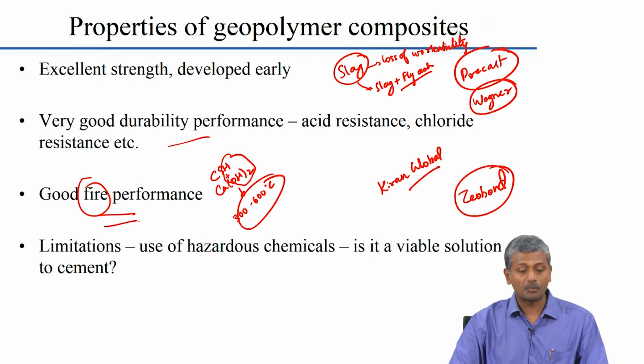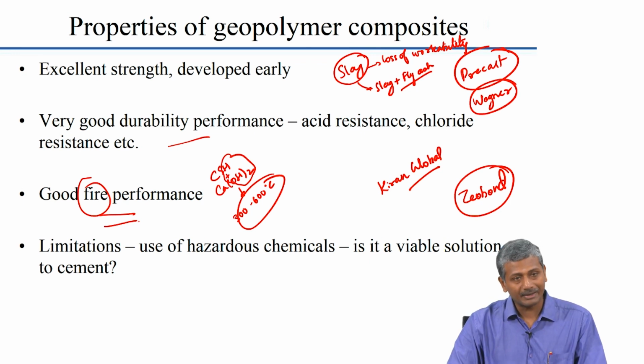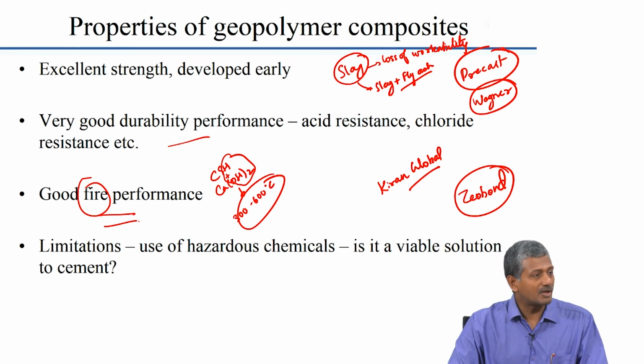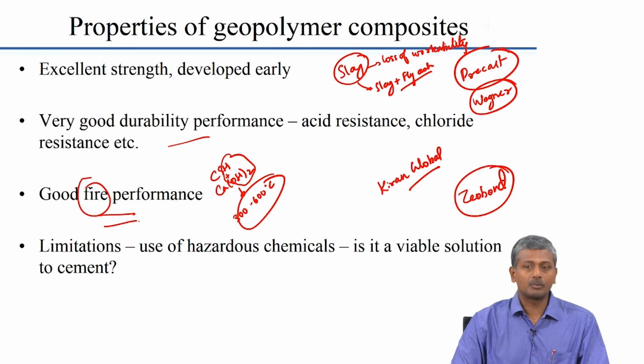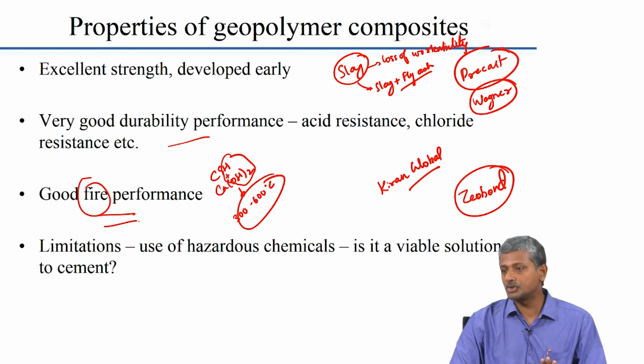Of course, we are talking about geopolymeric systems, not the alkali activated slag systems. When you are talking about slag systems, the fire performance will be quite similar to that of ordinary Portland cement concrete, but here we are talking about geopolymeric systems. So, with slag systems there is no difference with respect to OPC, but with geopolymers you get much better fire performance.